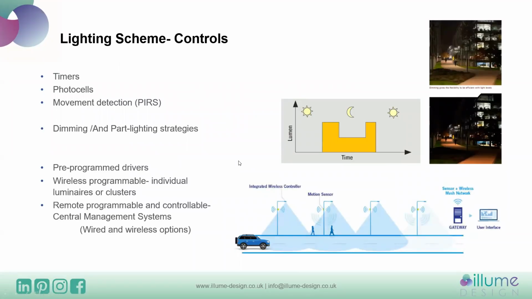In terms of controls, we have the typical timers, photocells and PIRs, and also now, as we talked about with LED, there's a lot more option for dimming strategies throughout the night and part night lighting where lights are switched off. This kind of depends on emergence times for bats on a particular site, whether or not it will actually be useful in reducing the impacts.